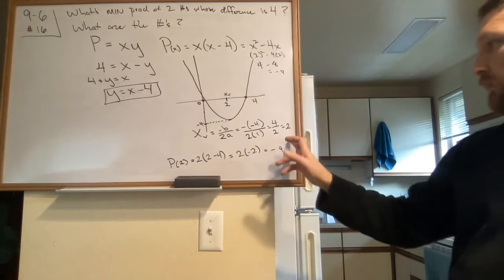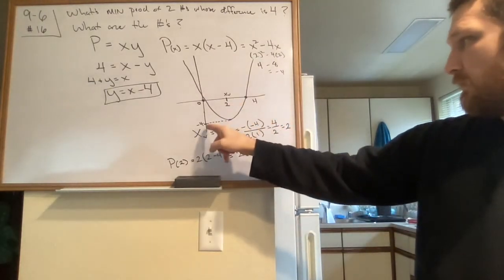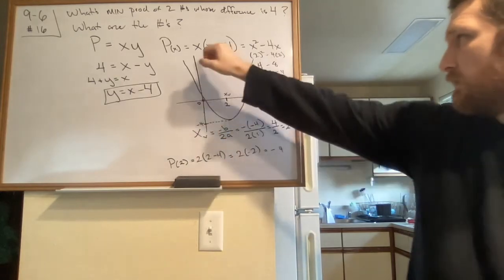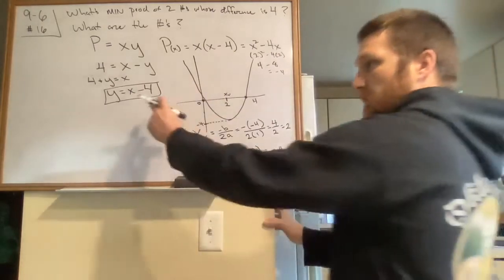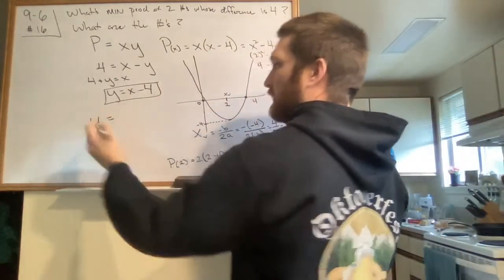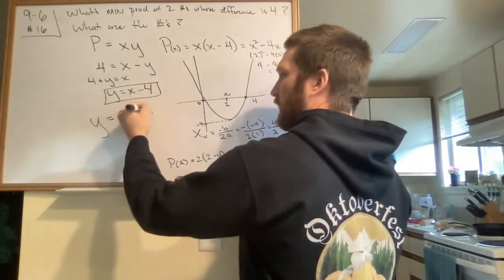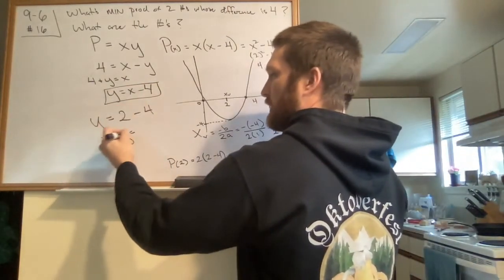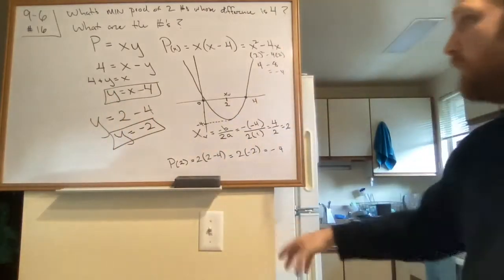Or we could have done it this way. We know the value of x which minimizes this product, right? We get the lowest value out right there. We also know that y is equal to x minus 4. So when x is equal to 2, y equals 2 minus 4, so y equals minus 2. This was the other part of the problem we needed to find anyway.